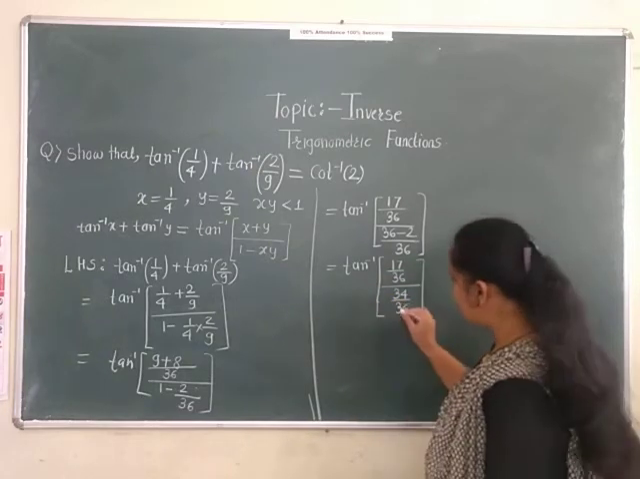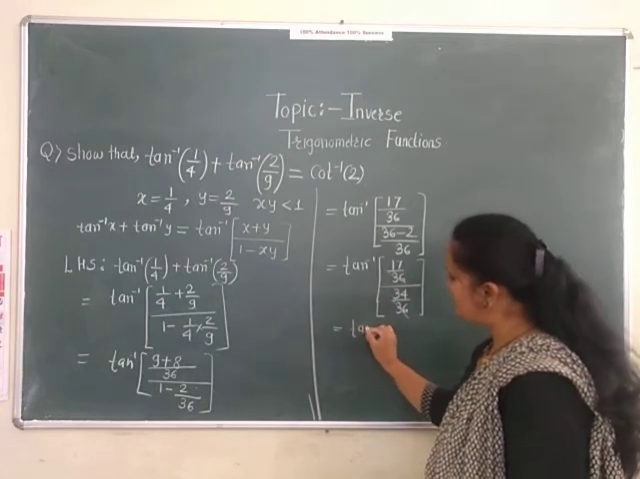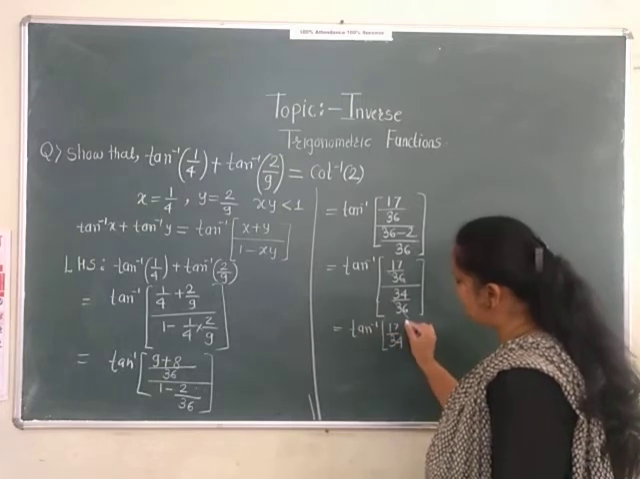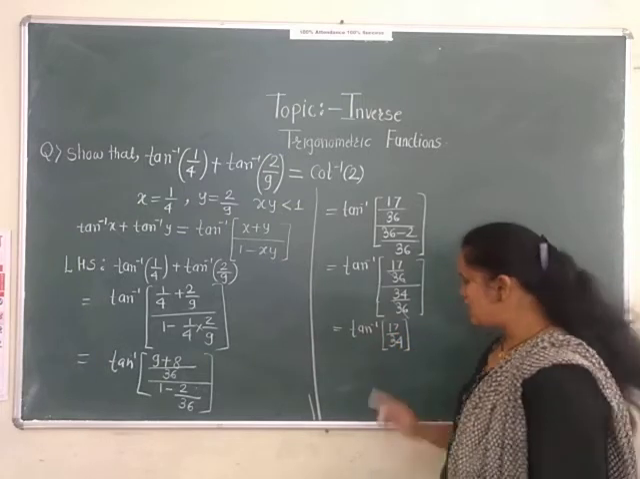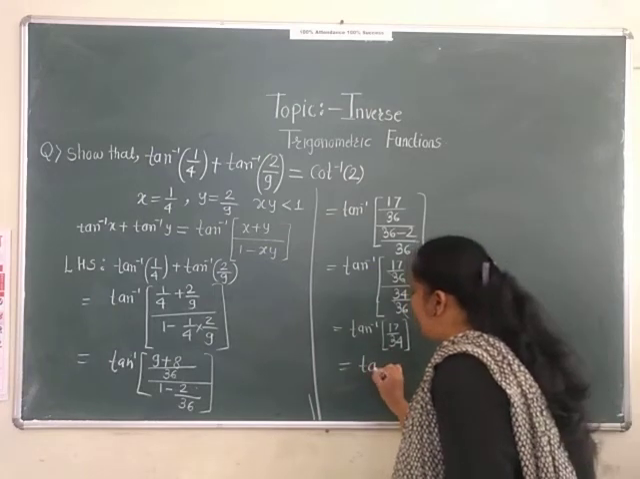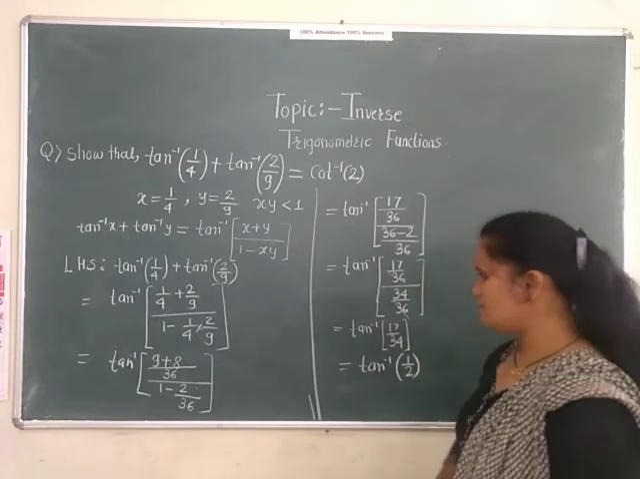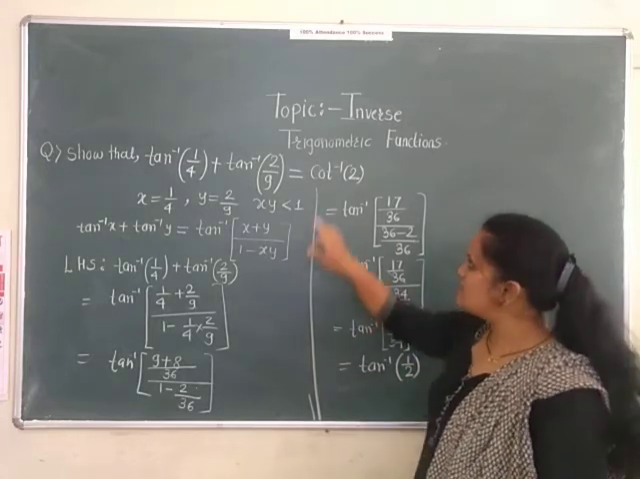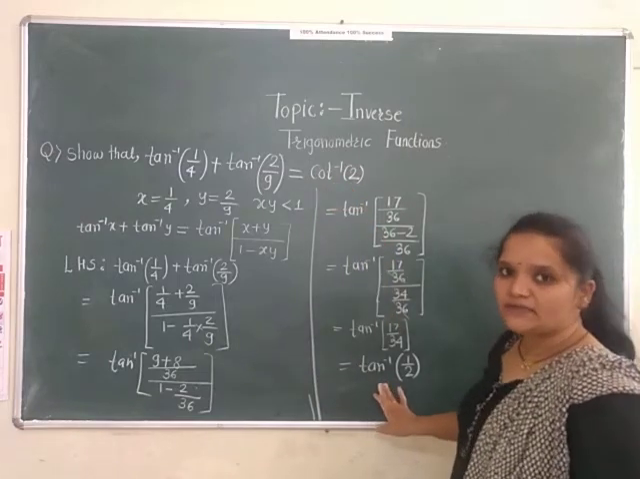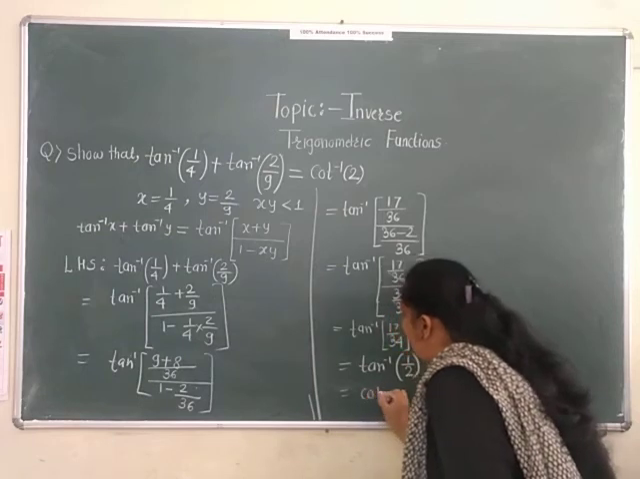Okay. Now this 36 gets cancelled. We remain only with tan inverse of 17 by 34. Okay. Now 17 twos are 34. So it can be written as tan inverse of 1 by 2. But our required answer is cot inverse. So this tan must be converted into cot. So I can write in this way, cot inverse of.